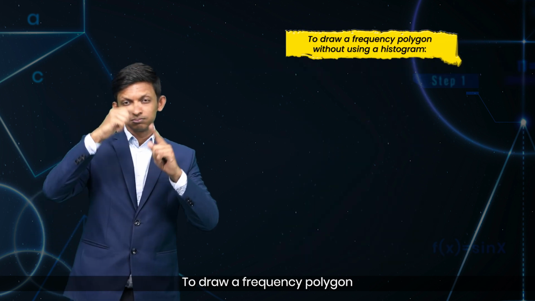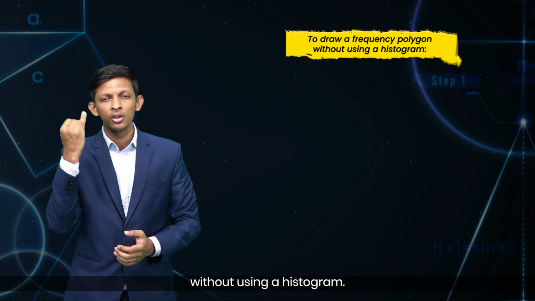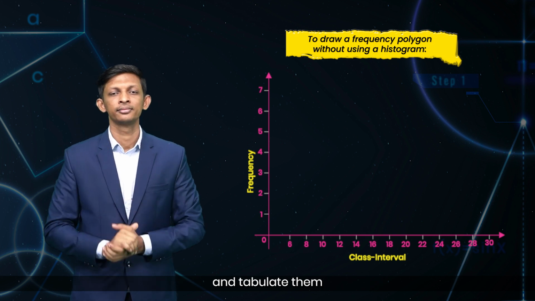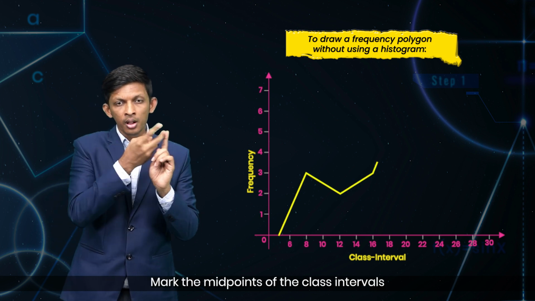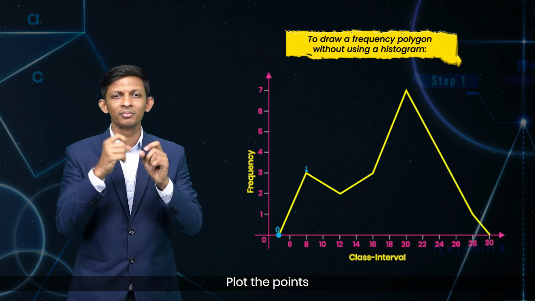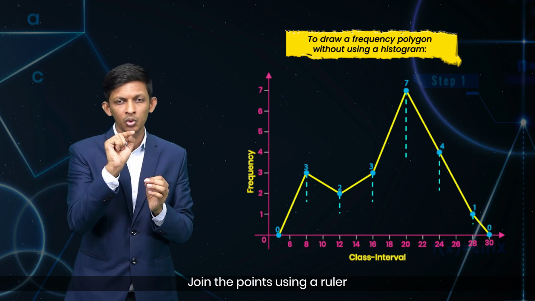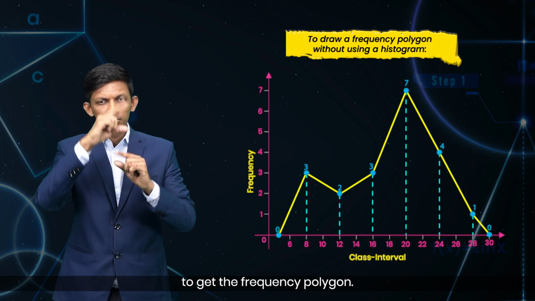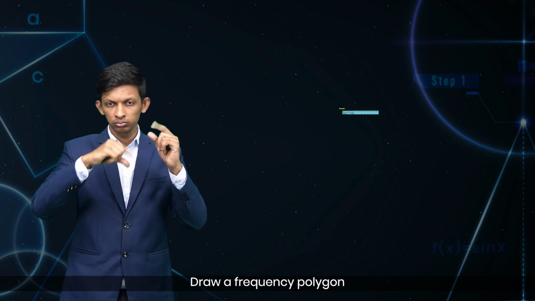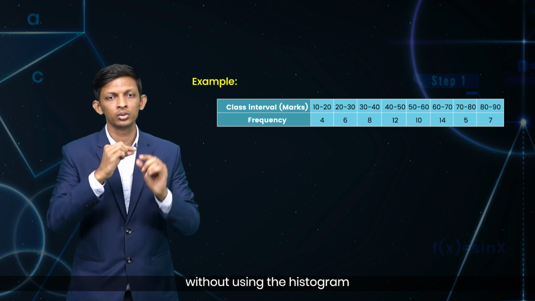To draw a frequency polygon without using a histogram: find the midpoints of the class intervals and tabulate them. Mark the midpoints of the class intervals on the x-axis and frequencies on the y-axis. Plot the points corresponding to the frequencies at each midpoint. Join the points using a ruler to get the frequency polygon. Example: draw a frequency polygon for the following data without using the histogram.